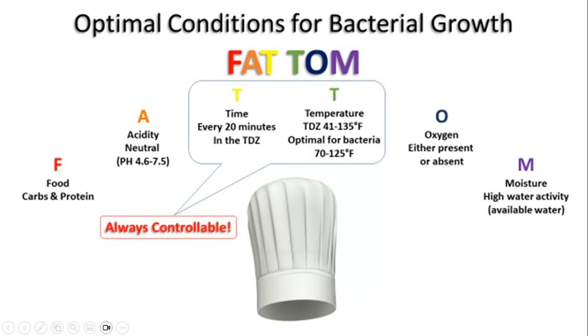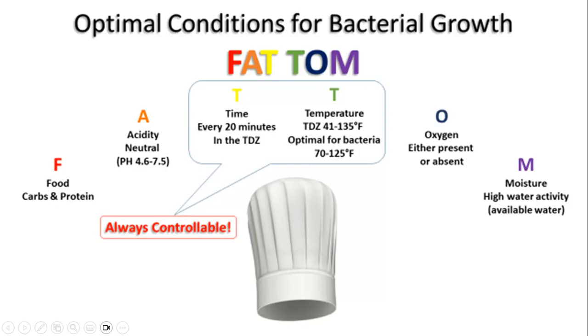And then the temperature danger zone. Two sets of numbers to remember. The main temperature danger zone is 41 to 135, but the optimal temperature danger zone is 70 to 125, right? That's where we really need to avoid any food sitting for too long. When we start cooling foods, we'll talk about that later, but when we're cooling foods, that's the part that we do most rapidly. We don't want anything sitting in that optimal part of the temperature danger zone.